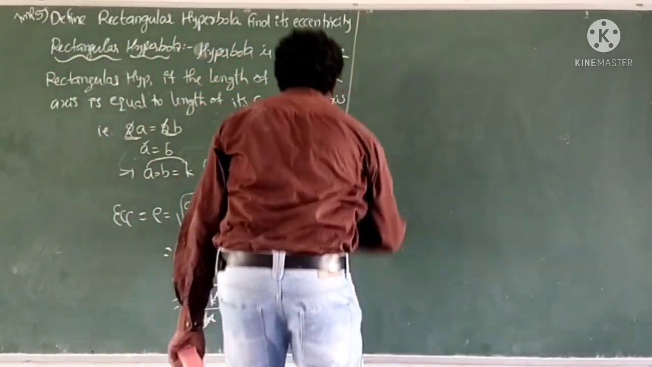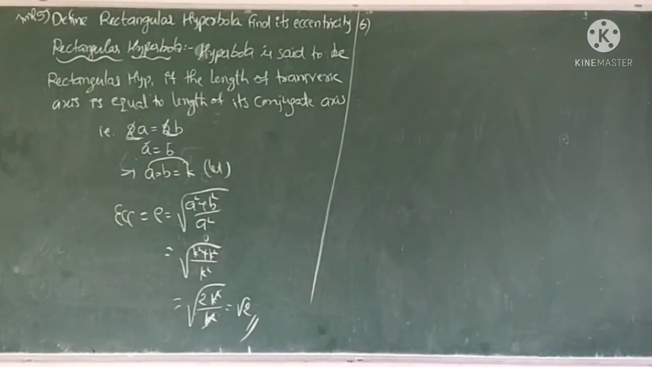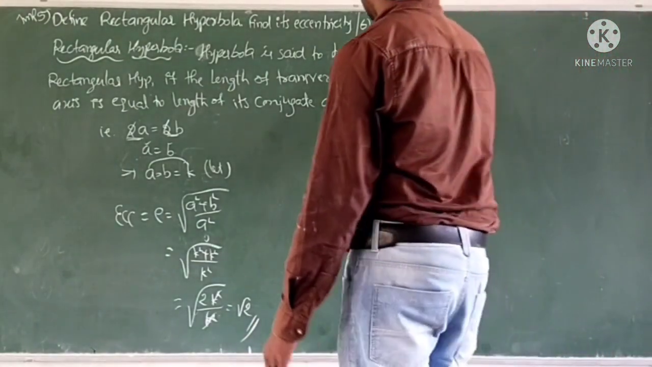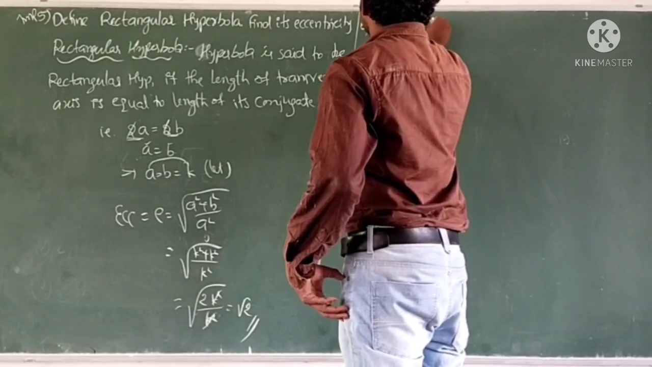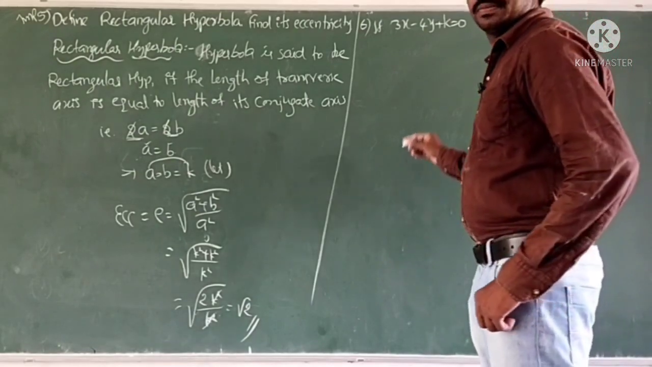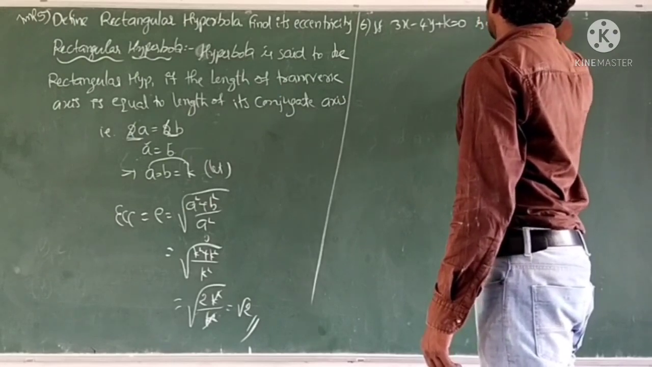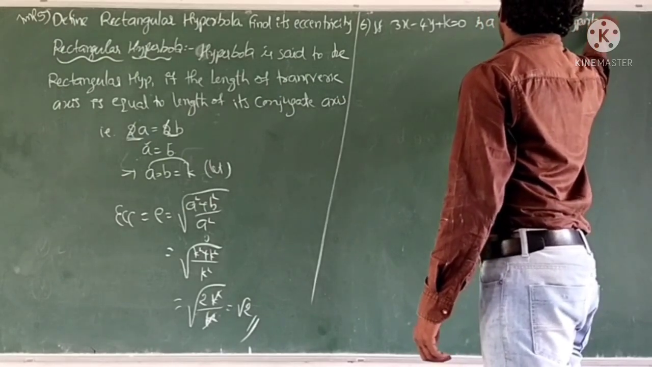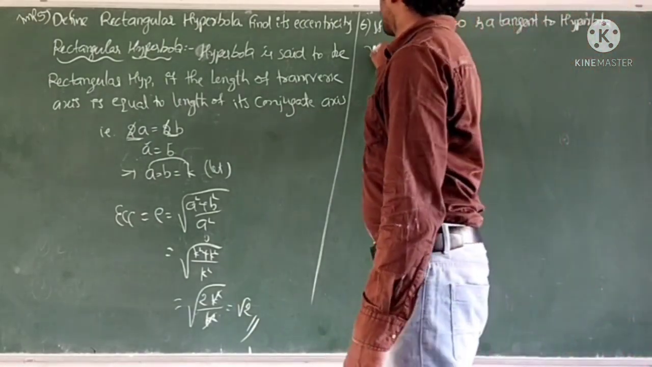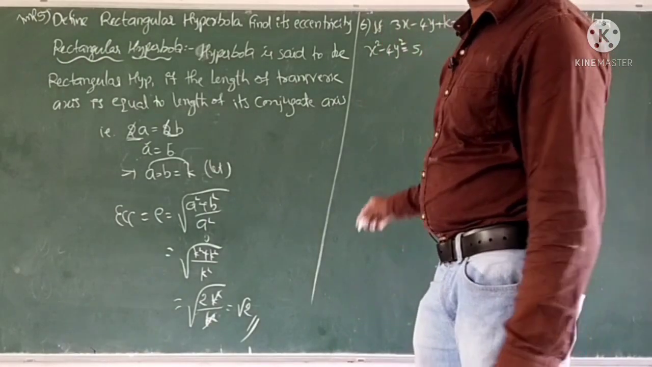Next, sixth question. If 3x minus 4y plus k equal to 0 is a tangent to the hyperbola x square minus 4y square is equal to 5, then find k.